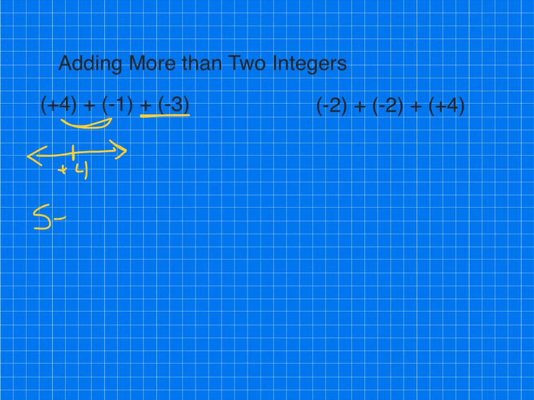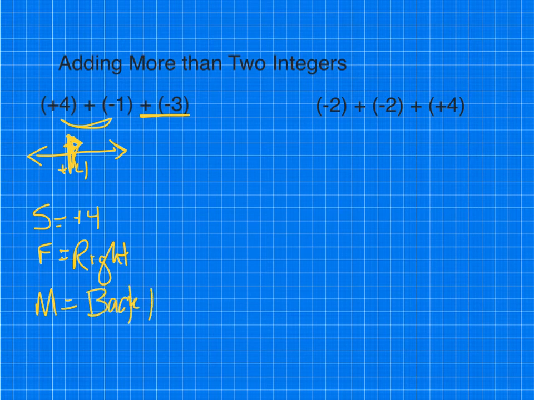I know my start is positive 4. I know I'm going to face to the right. I know I'm going to move. I'm facing to the right. And I'm going to move back because it's negative 1. So here I'm going in this direction. I'm going to get to positive 3. So I'm going to end there on positive 3. Now I've got positive 3.